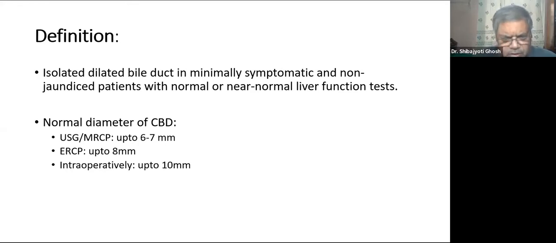But how to measure 10 millimeter intraoperatively? It is just an approximation, eye approximation. We all know the diameter of a common wooden pencil that we use. The outer diameter of the wooden pencil is 10 millimeters. So if anything is larger than the diameter of the wooden pencil intraoperatively, we will consider that the common bile duct is dilated.